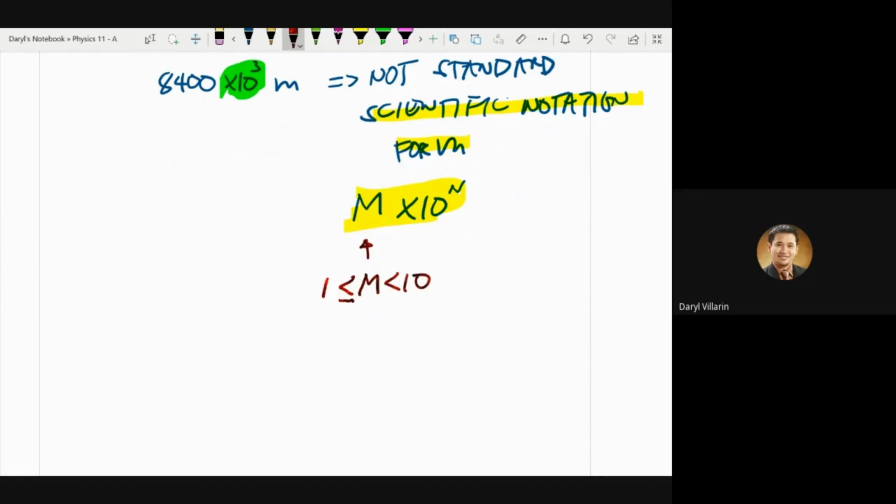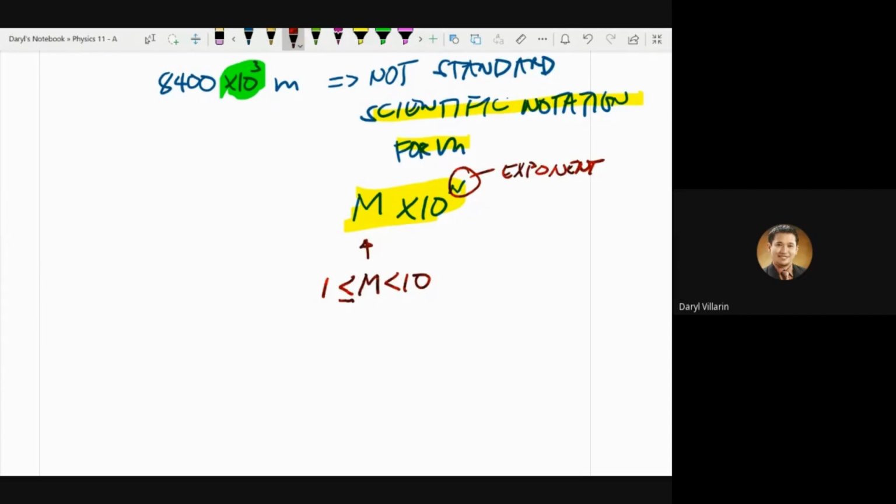So make sure that m must be greater than or equal to 1. The smallest would be 1, but it cannot exceed 10 or have a value of 10. Remember that this is less than 10. So the value of m should be between 1 and anything less than 10, like 9.99999. And n is just the exponent, which tells you the number of decimal places that you move.